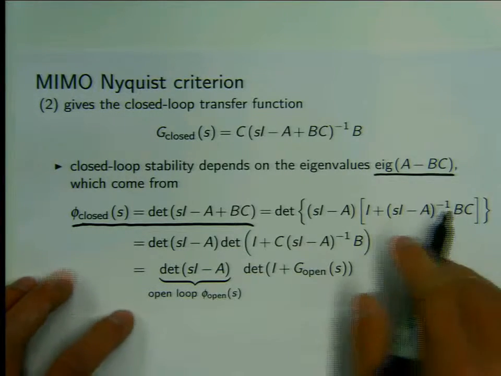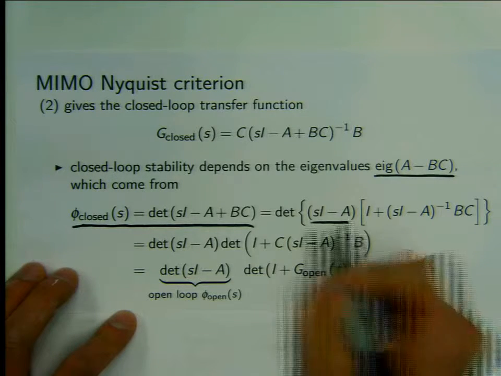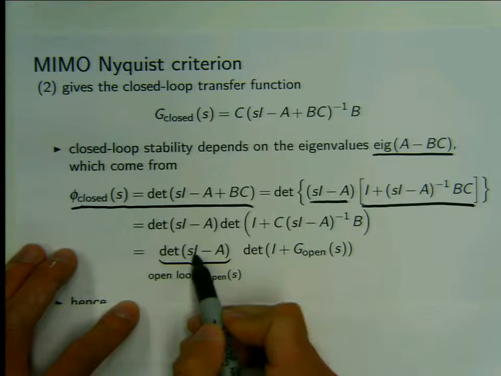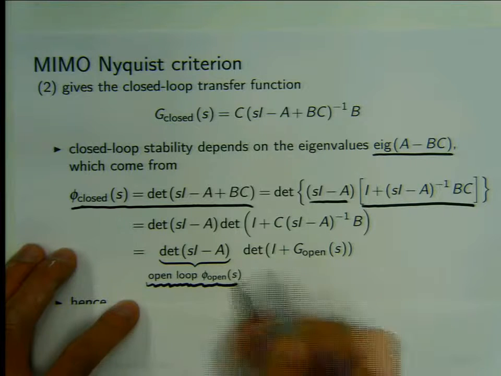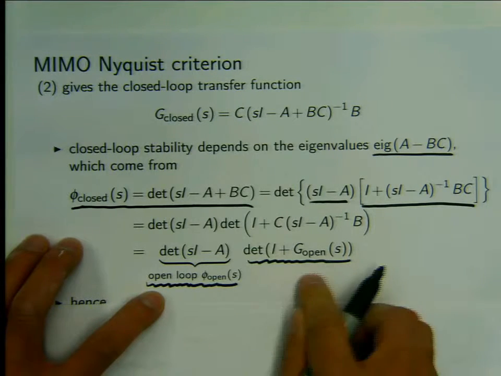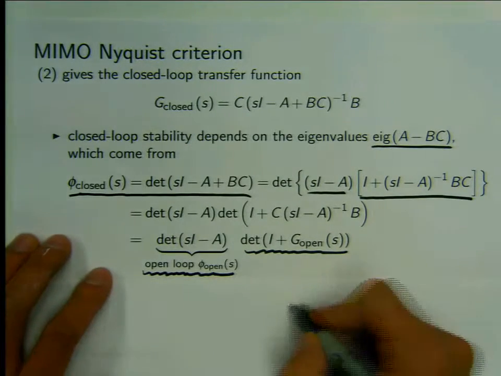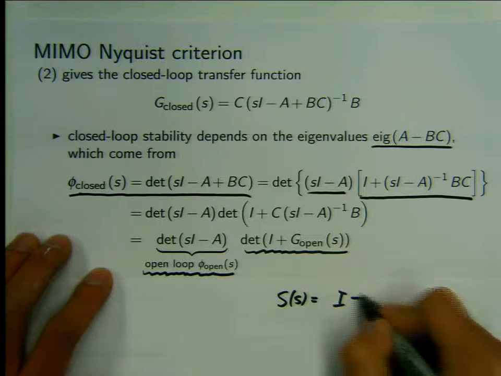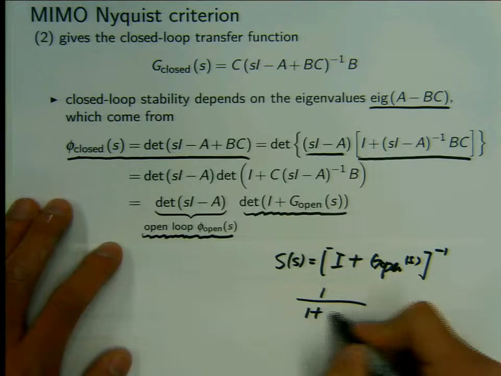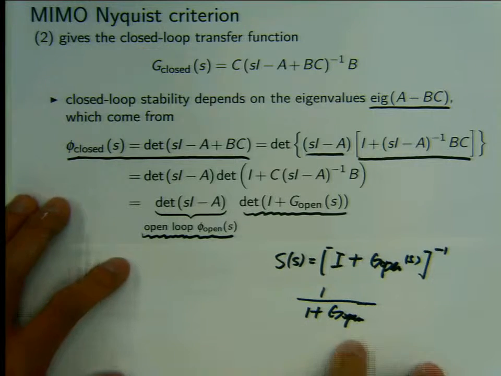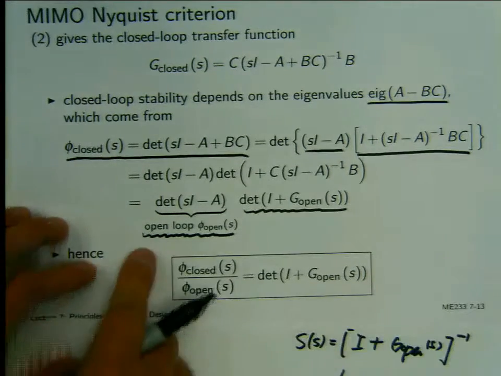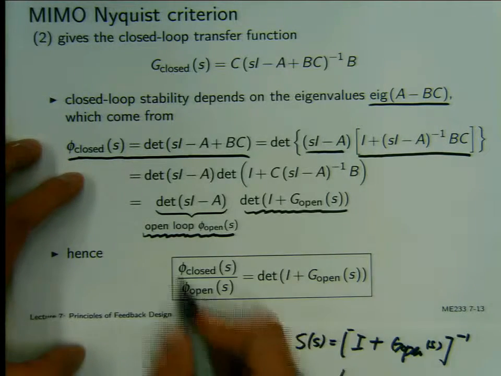The reason for this very common trick is that now I can separate these two determinants. The product of these two determinants gives us very important information, because the determinant of SI minus A, as you see, defines the open loop eigenvalues of the A matrix. And this guy looks so familiar, because I plus G open is, if you remember, what the sensitivity function looks like, the inverse of I plus G open. In the SISO case, it's 1 plus G open over here. So you immediately see the closed loop poles can come from over here. Take the determinant of this guy. Now, just simply divide this phi closed by this phi open, you can get this equality here.